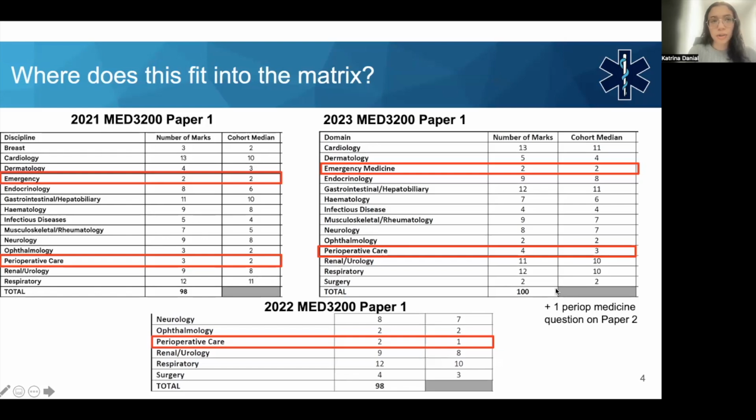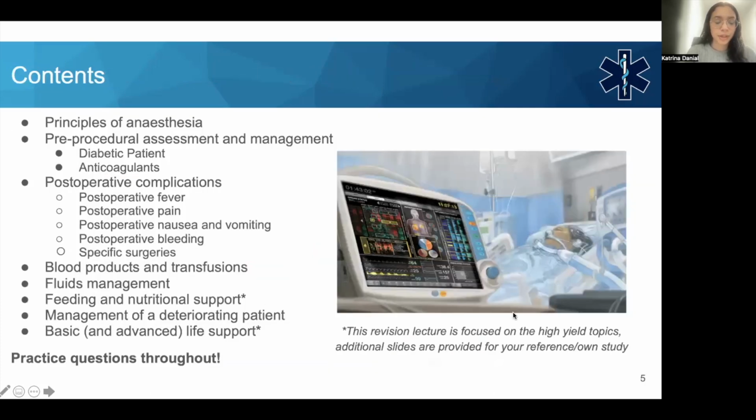And the questions aren't always extremely straightforward, so it's important to know this content pretty well. We're going to go through quite a lot today, so it's going to be quite a long lecture. If you feel like you're going to lose focus or you're tired and you just want to take a break, please feel free to pause the lecture and come back to it. And there's going to be some questions throughout to test your knowledge. But yeah, let's get into it.